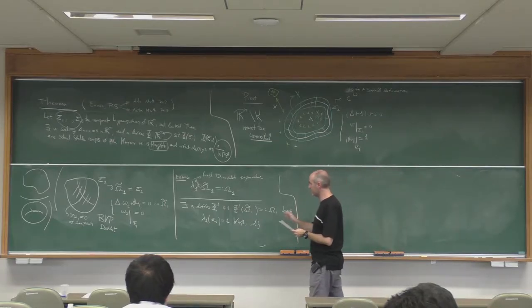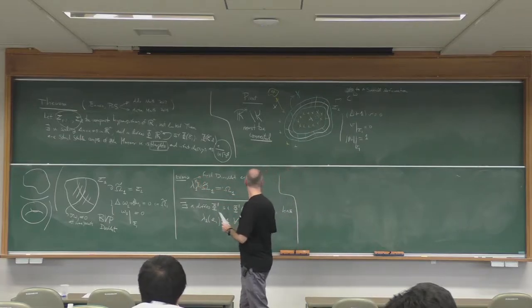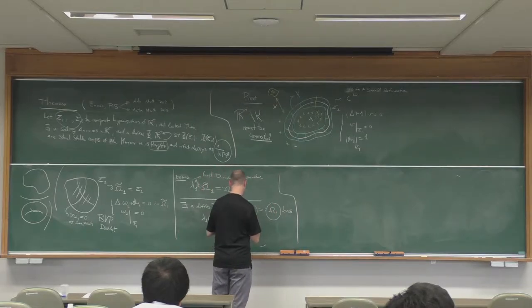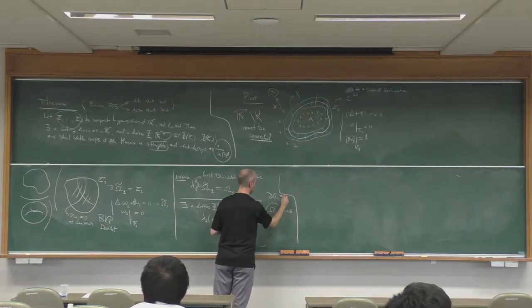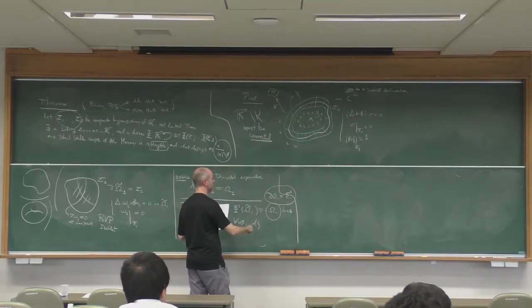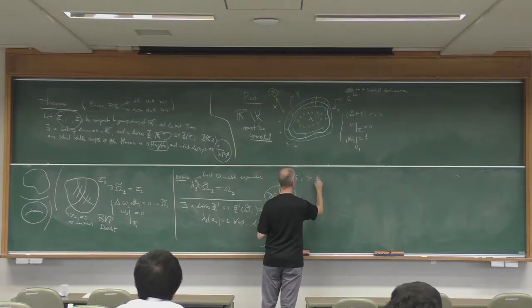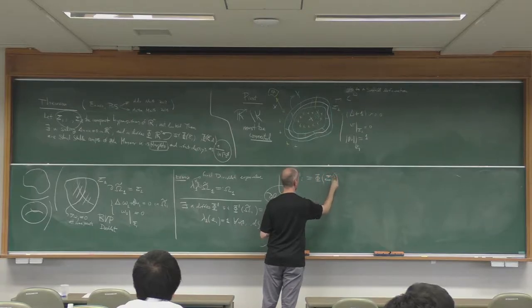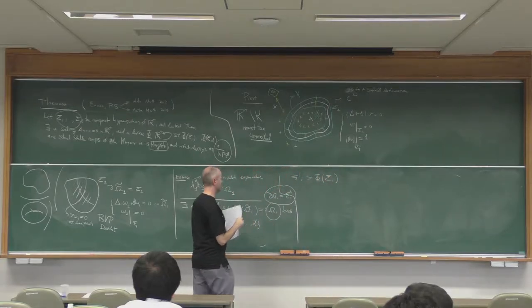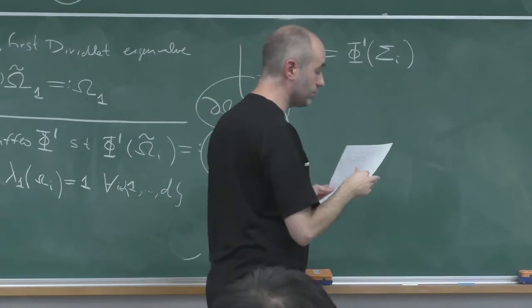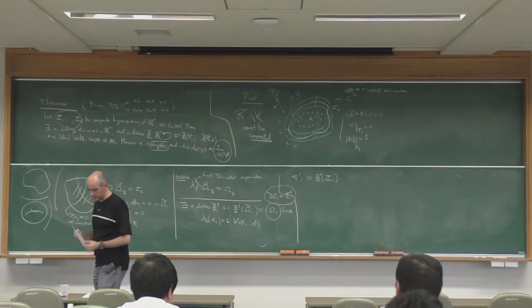So now I'm going to work with this omega I. And the boundary of this omega I, I'm going to call it sigma I prime. And it's diffeomorphic to sigma I. So sigma I prime is diffeomorphic to sigma I. Okay. So now let's construct the local solution.